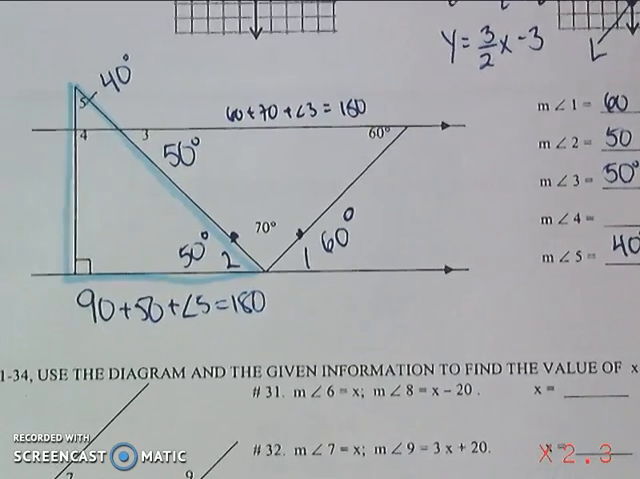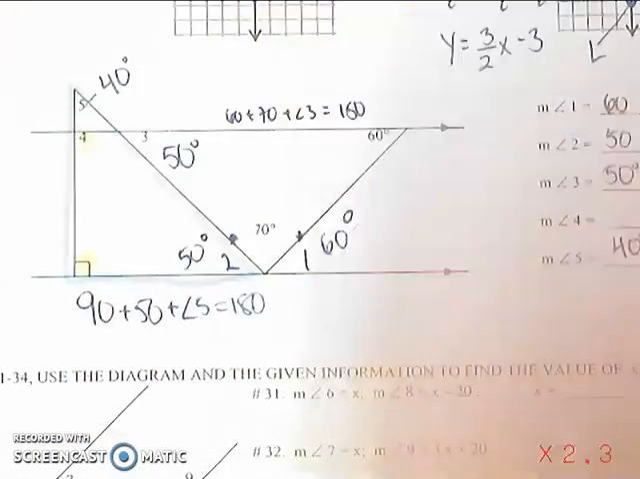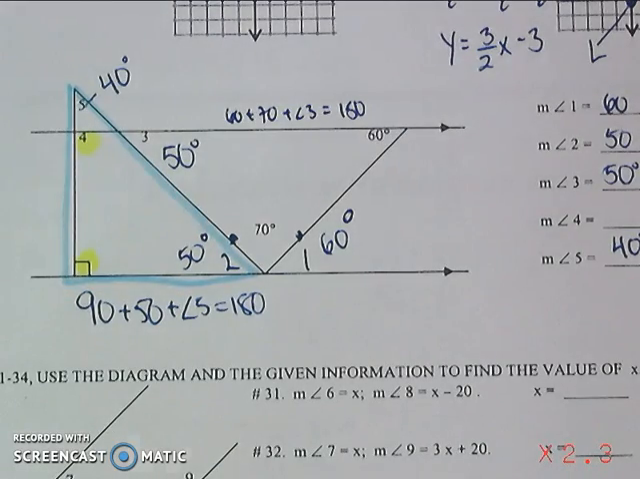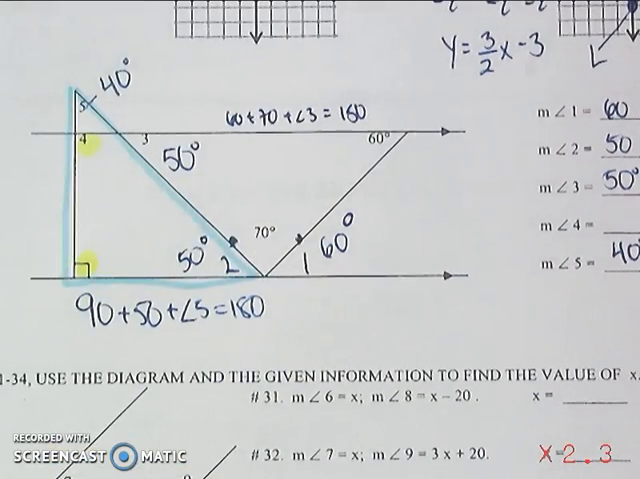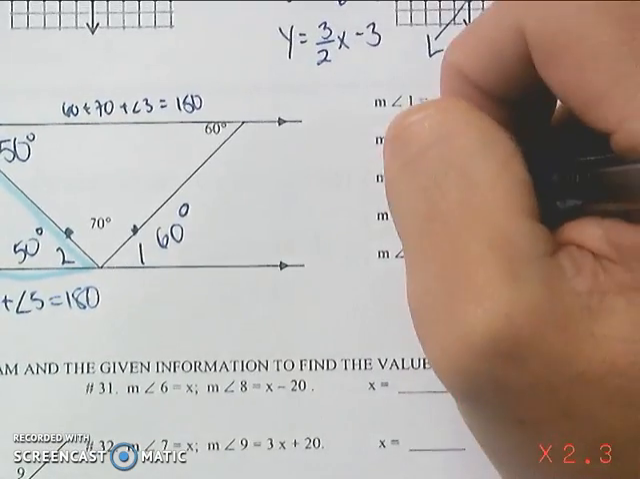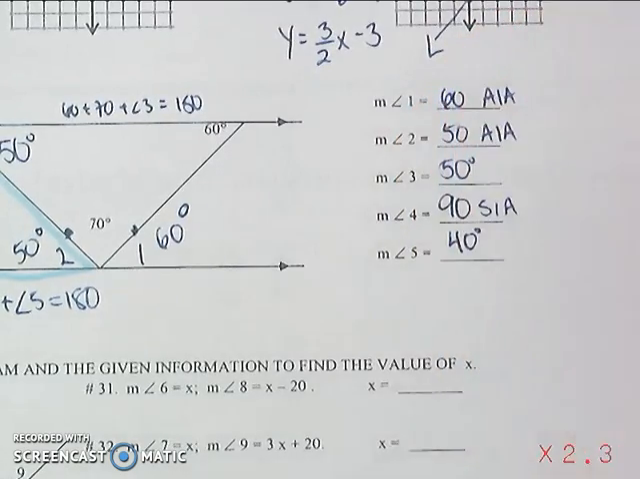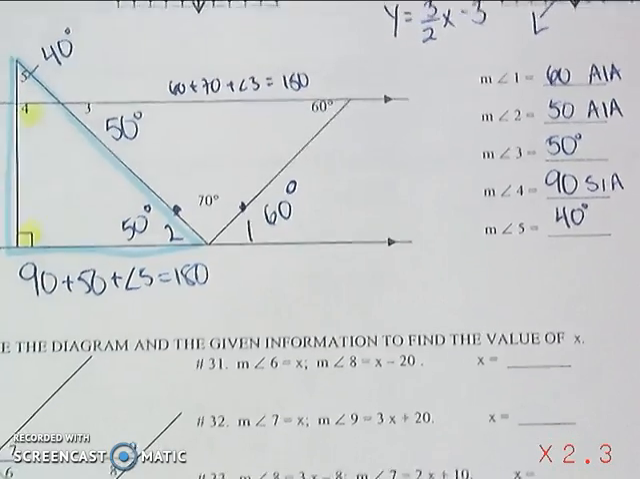Now last but not least, we see angle 4 and this 90 degree are same side interior. So they're on the same side. That means they should add up to 180 because they're on parallel lines. So 4 should be 90 degrees because 90 plus 90 is 180. So this was 90 degrees by same side interior. Okay, and there we have it all.